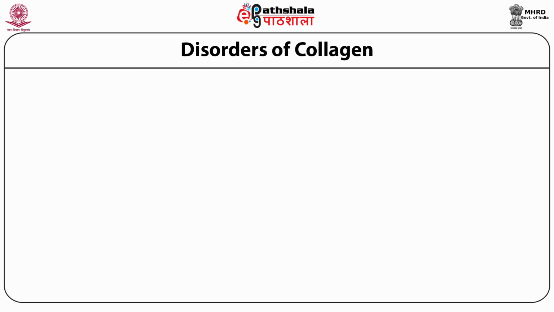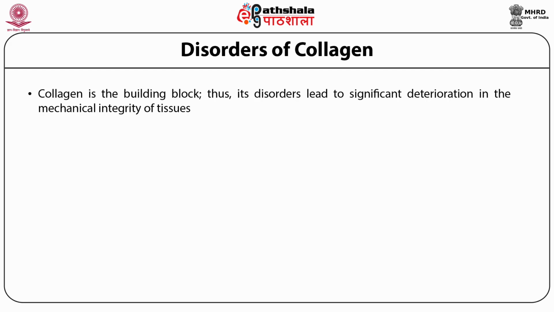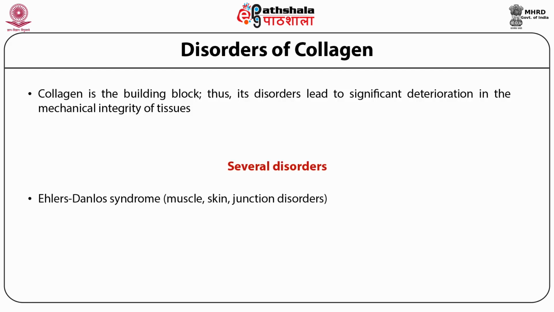Disorders of collagen. As we discussed, collagen is a building block for several types of skin and other tissues. So the disorders lead to significant deterioration in the mechanical integrity of these tissues. In the literature, you can see many disorders related to mutation in collagen. Here is one simple example, Ehlers-Danlos syndrome. My pronunciation may be wrong. This syndrome, which explains the muscle-skin junction disorders.